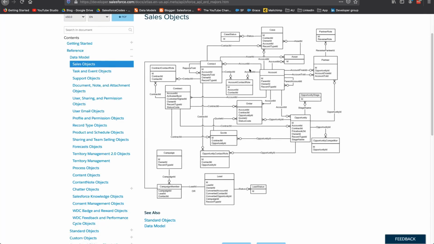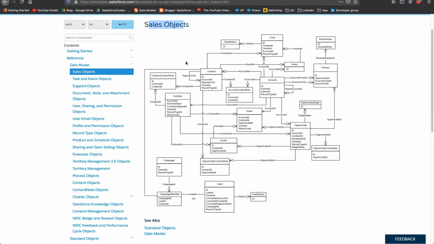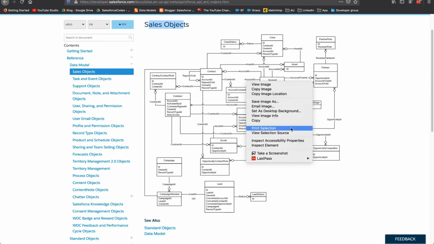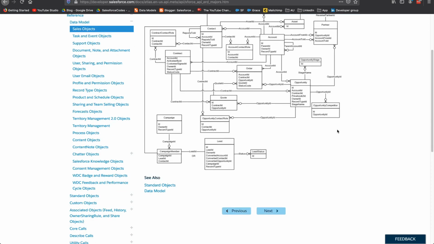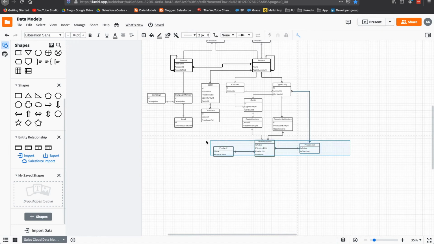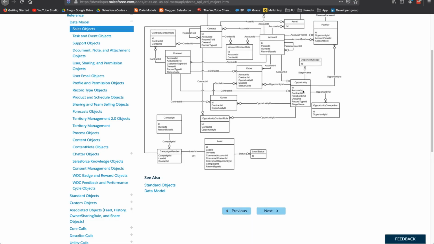So if you search in Google for Sales Cloud objects, you will be able to find a diagram similar to this. But I have noticed that Salesforce is skipping some objects here. For example, objects like a price book entry, all these things are really important. But Salesforce is skipping all these things in this diagram.